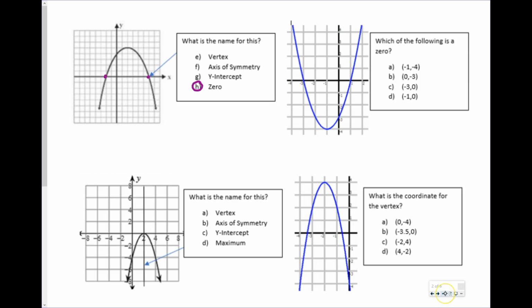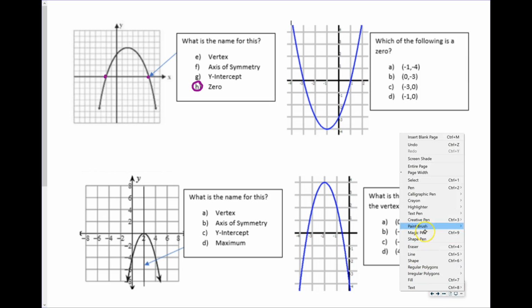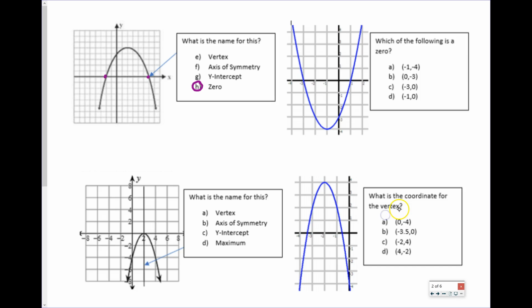The second one, which of the following is a zero? Well, first let's locate the zeros. So I've got one right here, and I've got one right here. This is at the point -3, 0, and this is at the point 1, 0, and that matches letter C. Okay, so -3, 0 is a zero. Now notice that it's got the 0 in the coordinate pair. That's important for later.